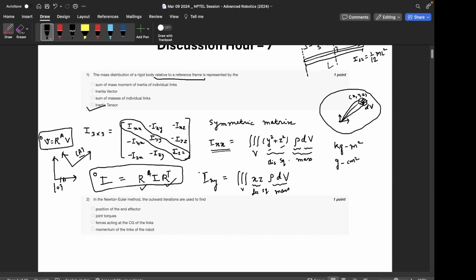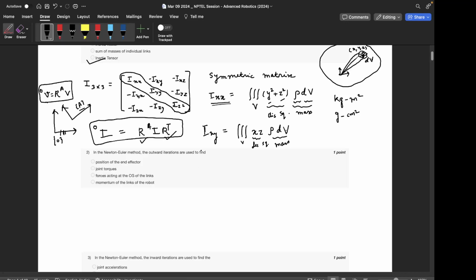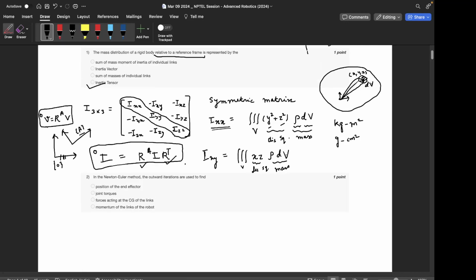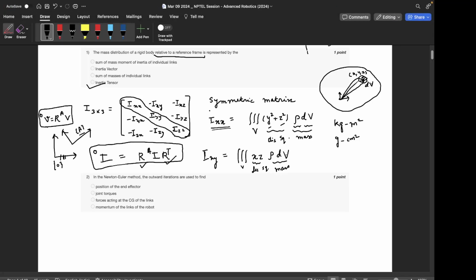Okay, so inertia matrices are widely used because in order to solve the dynamics of a rigid body system, we will need the mass distribution of the manipulators or the links of the robot, and inertia matrices are used for that purpose. So very fundamental for robotics.